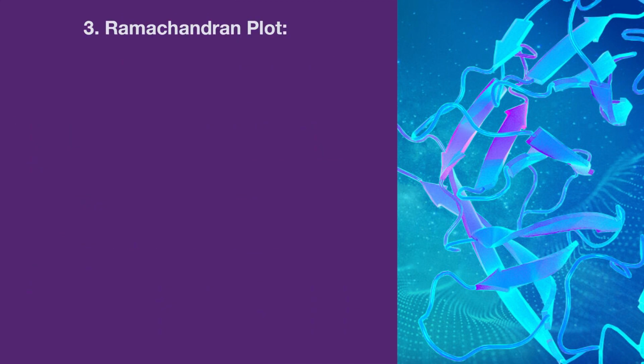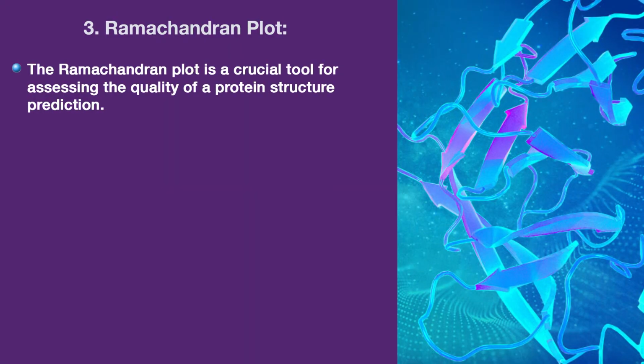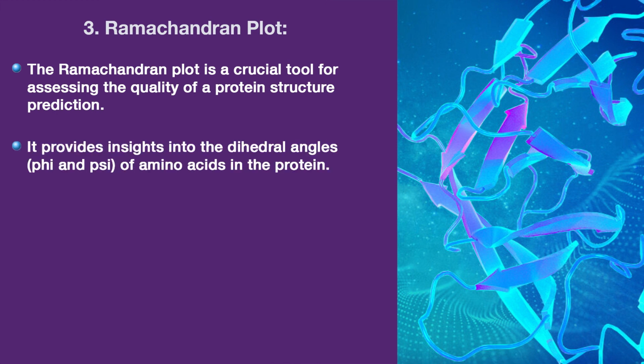Another result we can identify is the Ramachandran plot. In a previous lecture, a very clear and neat explanation was given about the Ramachandran plot. The Ramachandran plot is a crucial tool for assessing the quality of a protein structure prediction. It provides insights into the dihedral angles, that is phi and psi, of amino acids in the protein.